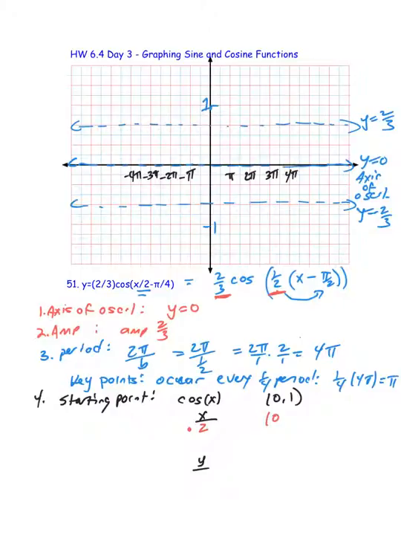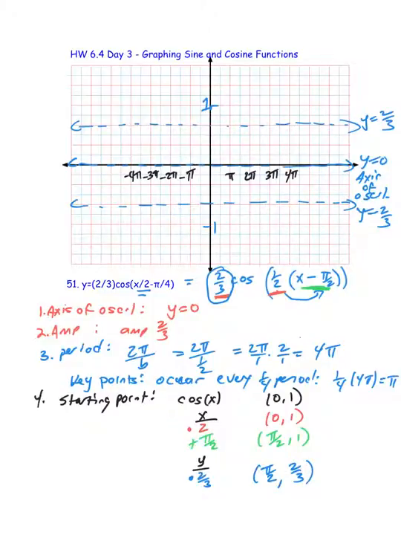So I have 0, 1 is just going to stay 0, 1, because 0 times 2 is 0. The other thing that's happening to our x values is I have this x minus pi over 2. That means the graph is shifted right pi over 2, which means I add pi over 2 to all my x values. So this point now becomes pi over 2, 1. And then let's see what's happening to y values. Y values are multiplied by 2/3. So pi over 2, 1 is going to become pi over 2, 2/3. And that's our starting point.